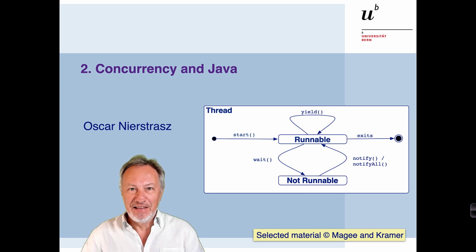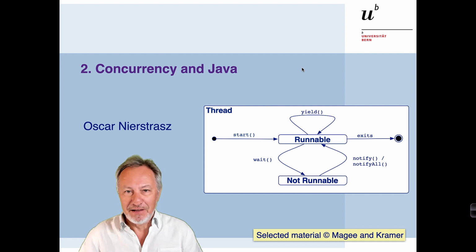Welcome back to this second lecture in this series on concurrency, state models, and patterns. Today we're going to be looking at concurrency in Java and also how to model concurrency with finite state processes.